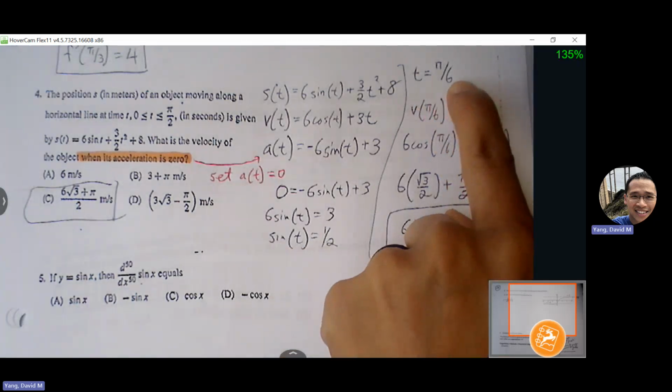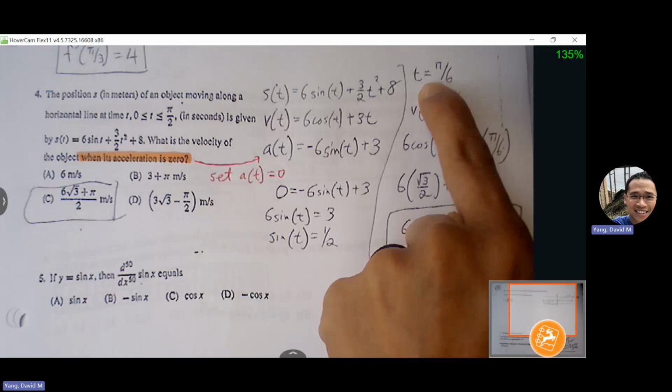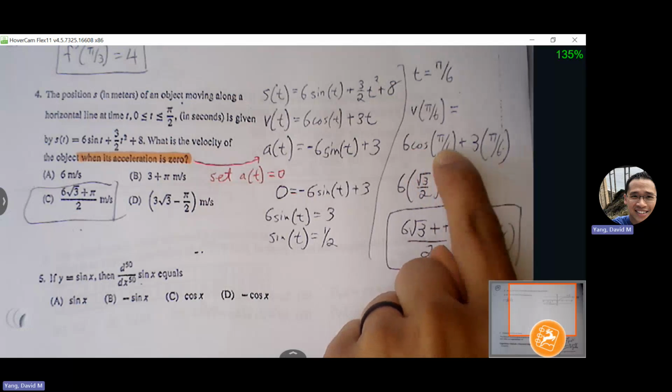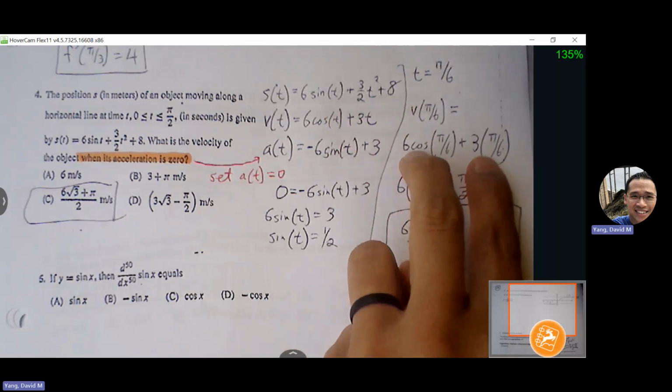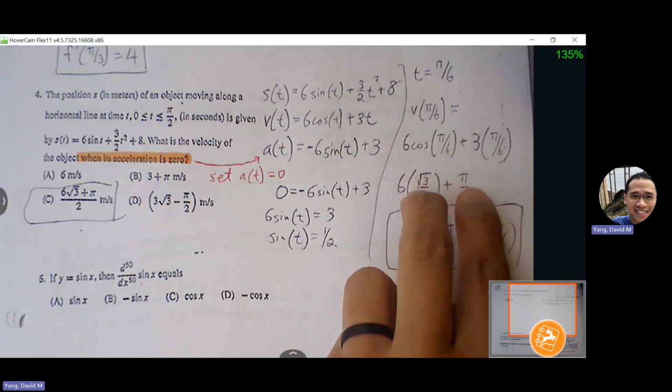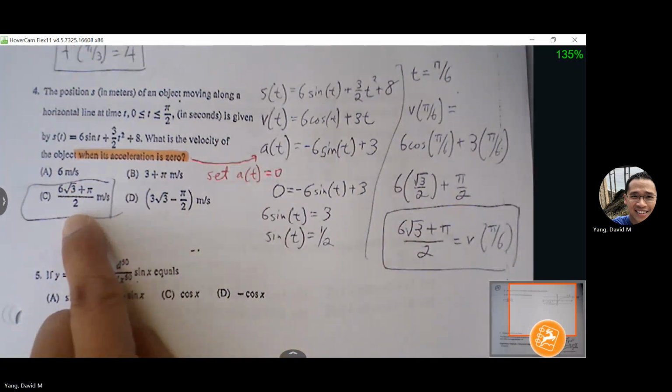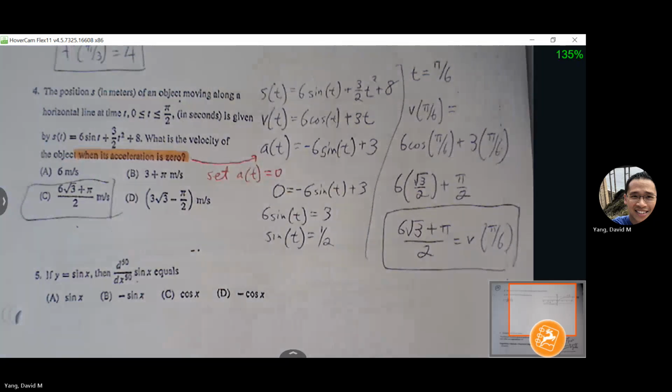Once I know the moment in time, now I can just figure out how fast this object is moving at this moment in time. So we do velocity at pi over 6. We have our velocity function, insert in, resolve these trig values, and then match our answer choice to C.